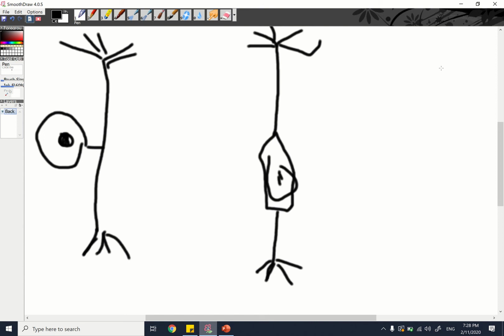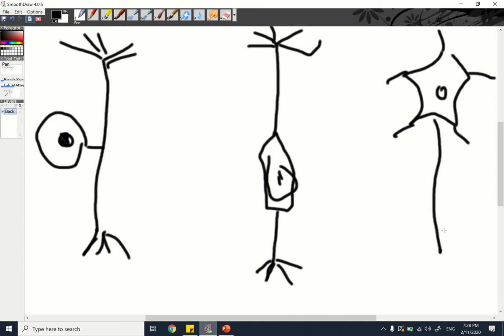And the next one we have is the motor neuron. Similar to the one we just drew, cell body on one end and an axon extending from it. And on the other end, we have the effector. In this case, a muscle.